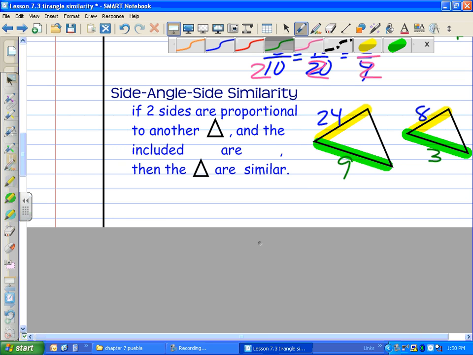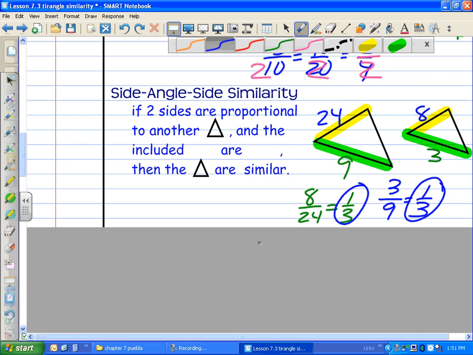Well, again, you would do your ratio. And the ratio here is 1/2. I'm sorry, not 1/2. What is it? 1/3. And then let's try the other one right here, the 3/9. Reduce that. That's 1/3. So you have 1/3 there, 1/3 there. Same ratio. Okay, so they're proportional. So I already met the first part right here. If two sides are proportional to one another, to another triangle.